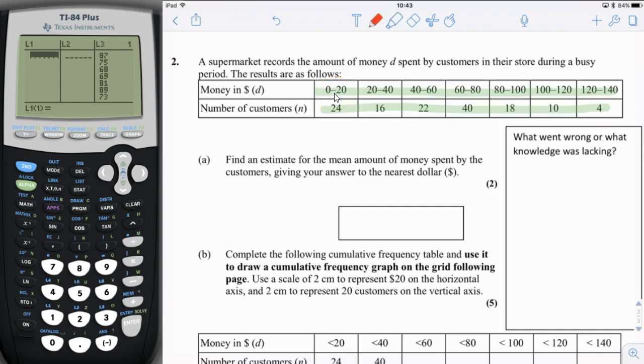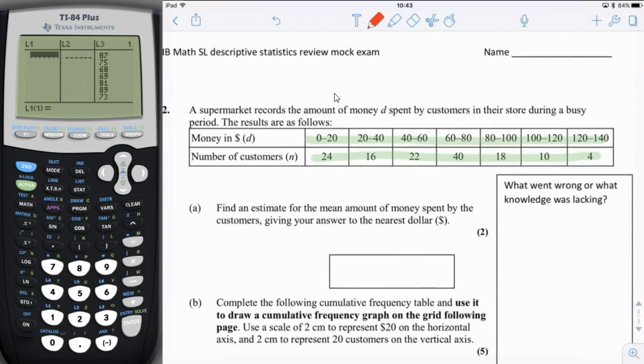Well, in this case, the most representative value is the middle number, right? So what I'm going to do is write down the mid-interval value for each one of these, the middle value, and that's the number I'm going to put into the calculator. So, first number is 10. Second number is 30, 50, 70, 90, 110, and last of all, 130. Okay, and then I'm going to put in the frequencies in column 2.